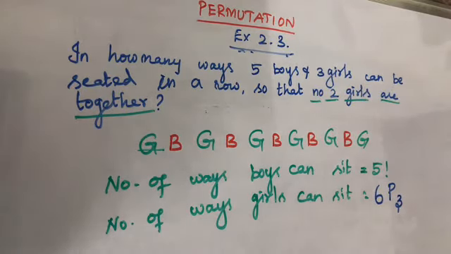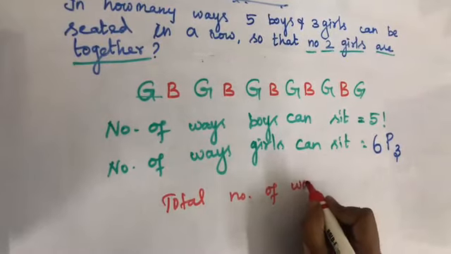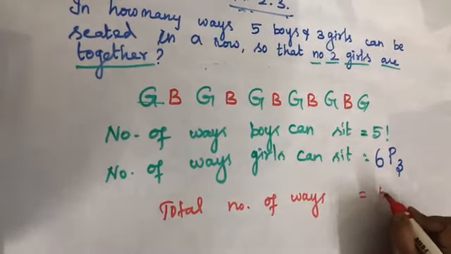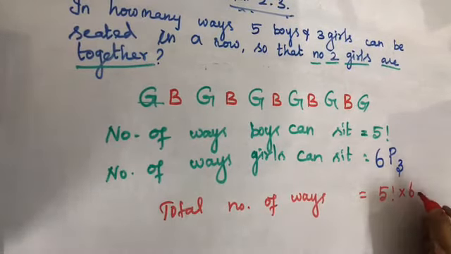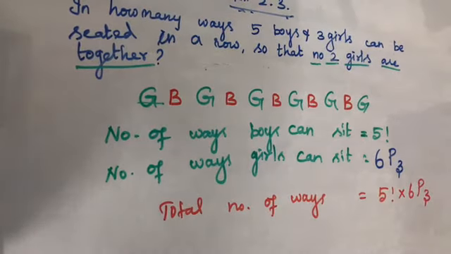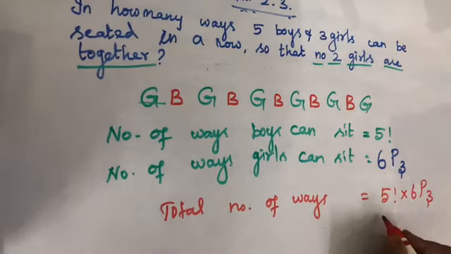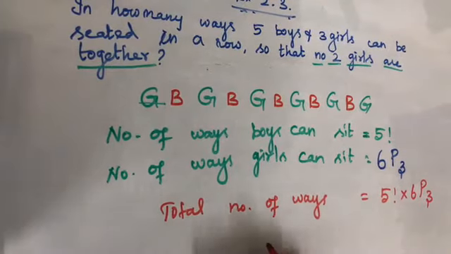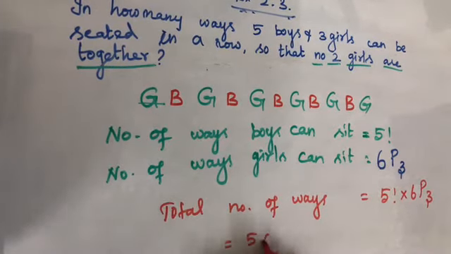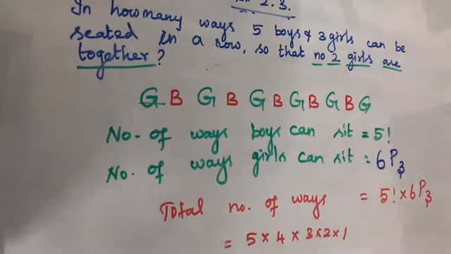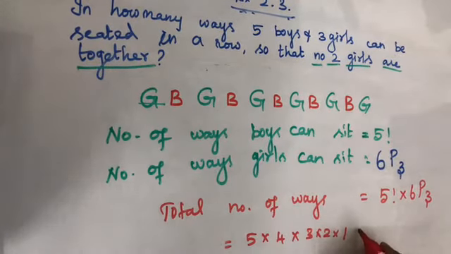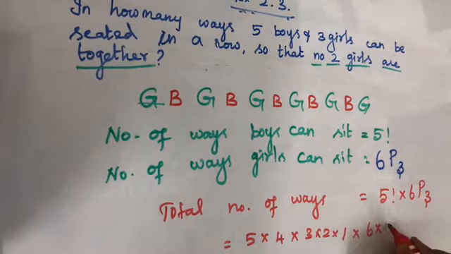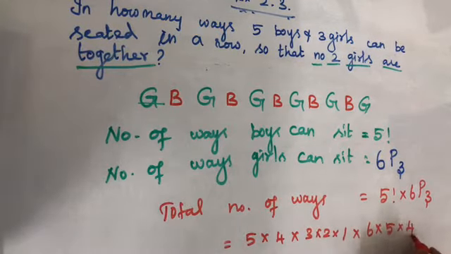Okay. So what are the total number of ways? The total number of ways is equal to 5 factorial into 6p3. So 5 factorial is equal to 5 into 4 into 3 into 2 into 1, and 6p3 means 6 into 5 into 4.